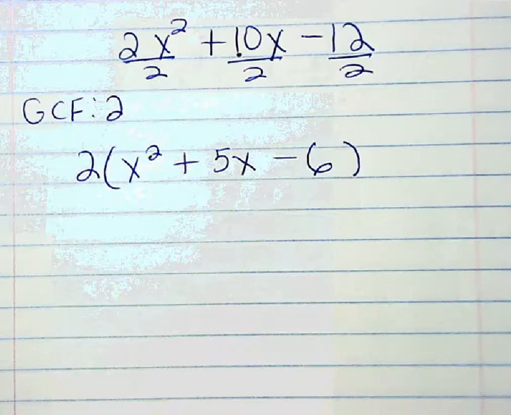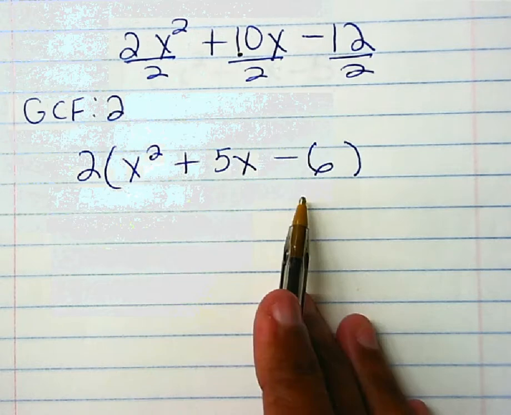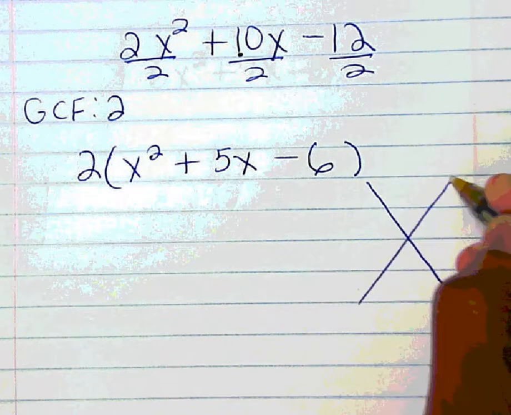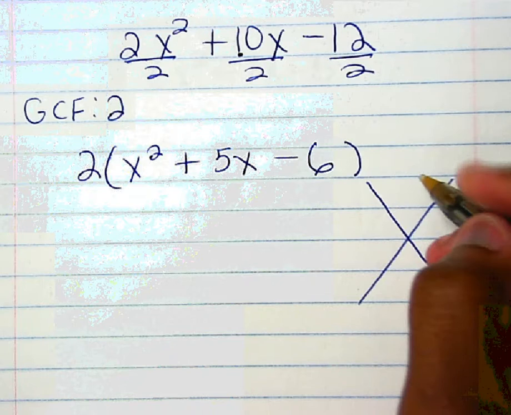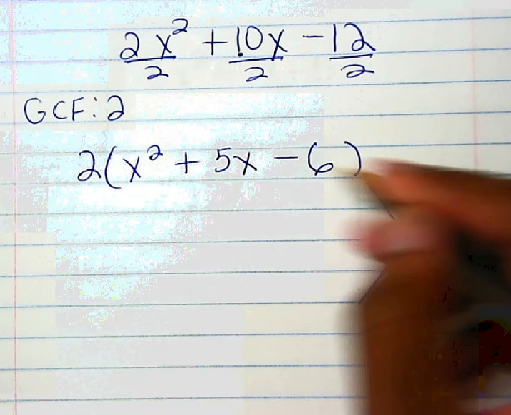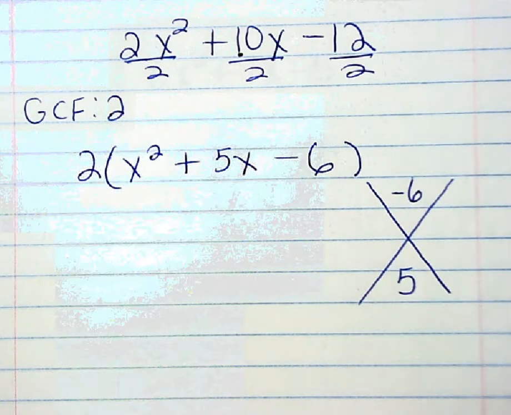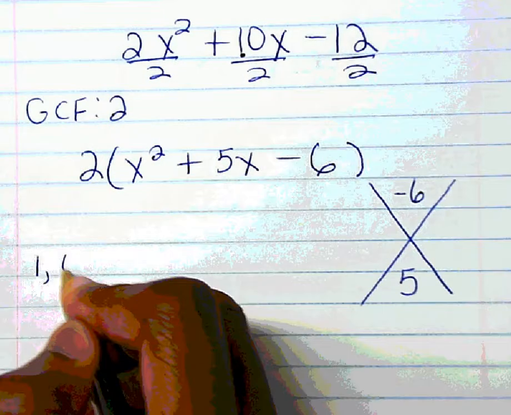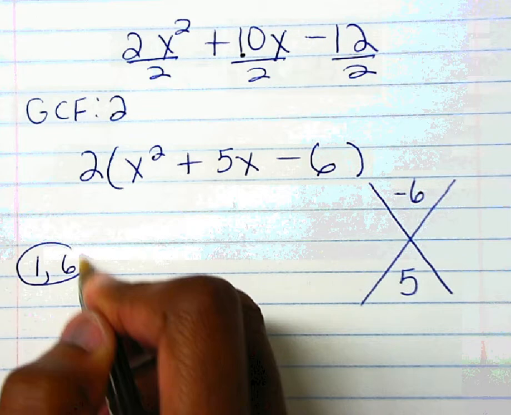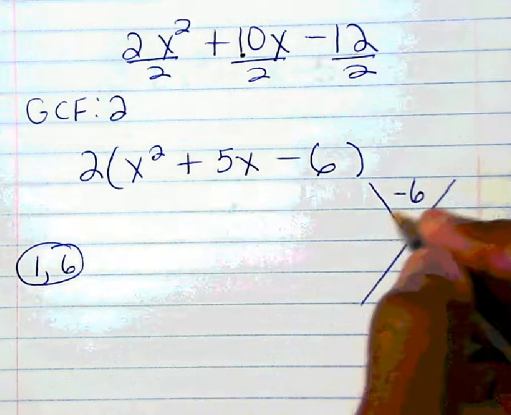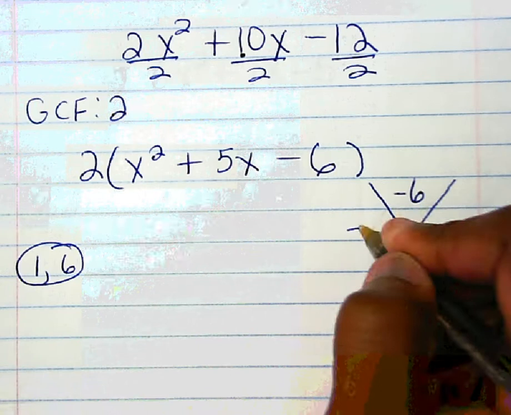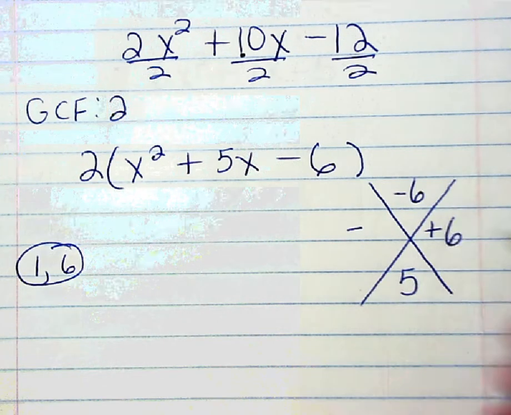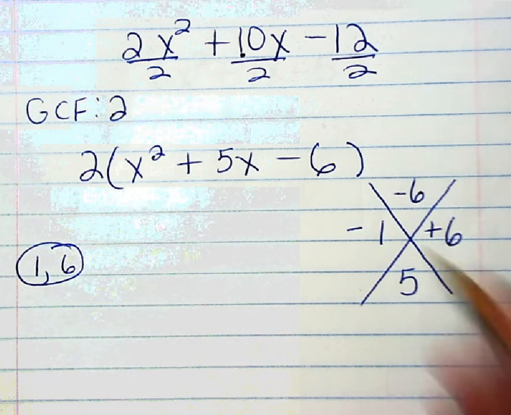Now the question is, can I factor that trinomial? Well, we're going to use product sum because we have a leading coefficient of 1. My product is negative 6. My sum is 5. Factors of 6 that differ by 5. So I have 1 and 6. Wait a minute, they differ by 5. So I can stop. In order to get a negative, I multiply a negative times a positive. I need a positive 5, so 6 gets the positive sign, and 1 gets the negative sign.